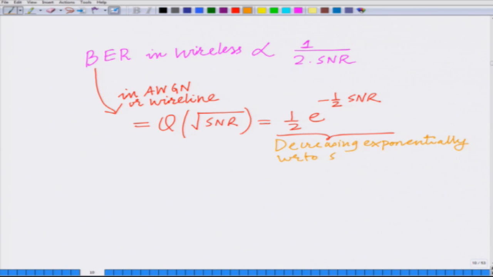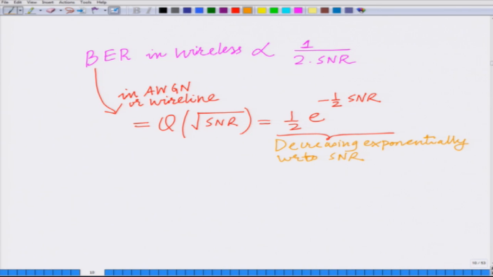Bit rate in a wireline communication system is decreasing exponentially with respect to SNR, while in a wireless system it is only decreasing as 1 over SNR. So, there is a huge gap in the bit rate of a wireline communication system versus a wireless communication system. That is the very important difference between the performance of wireline and wireless communication systems. Wireless communication systems have a very high bit rate because of the sluggish decrease in the bit rate versus SNR, which is only decreasing as 1 over SNR, and that is the result you see.